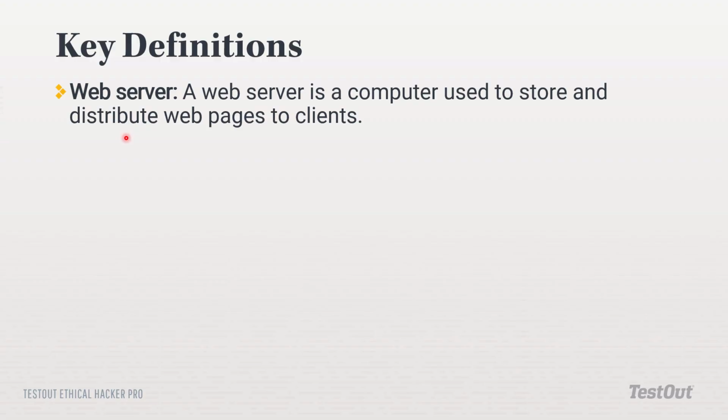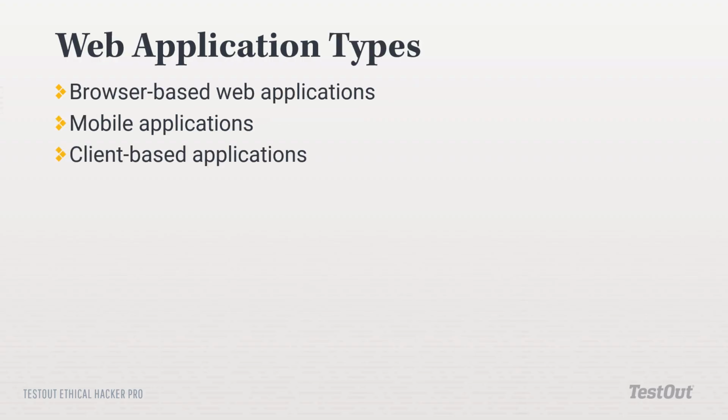Key term, again: web server instead of web application. A web server is a server, a computer used to store and distribute web pages to clients. It's not anything fancy, and I'm sure you're aware of this, but it could literally be a laptop. It could be a Raspberry Pi. It could be just an old desktop computer, maybe with no monitor connected to it at all. But that would be a web server.